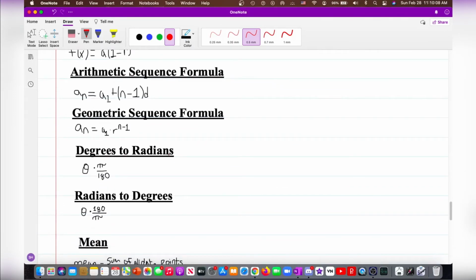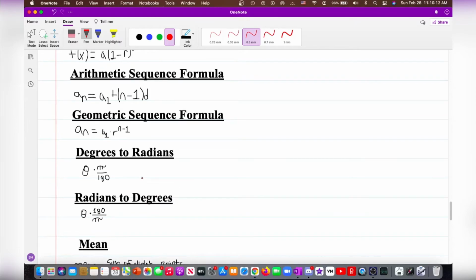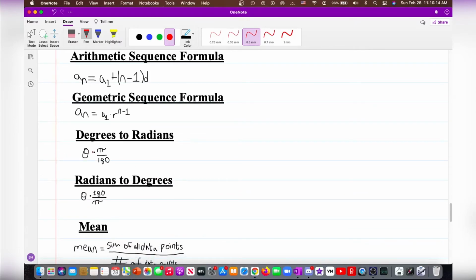Okay, comparing degrees to radians and radians to degrees. These are also common. Usually you see them on the free response, and they're really easy as long as you know how to do this. So theta, the angle, times pi over 180 equals radians. And for radians to degrees, it's theta in radians times 180 divided by pi. And usually the pi's cancel out on the radians to degrees one.